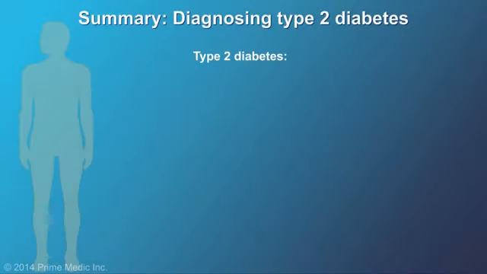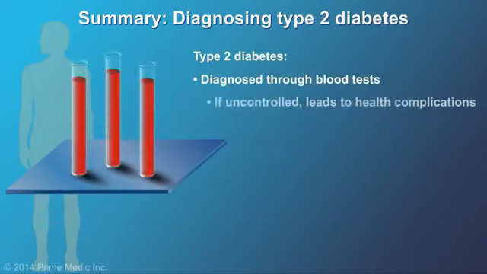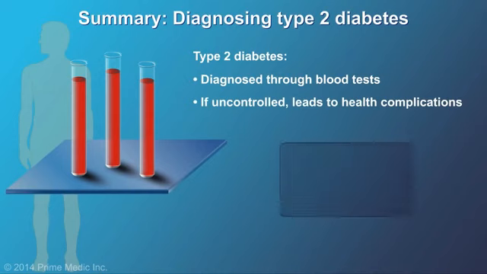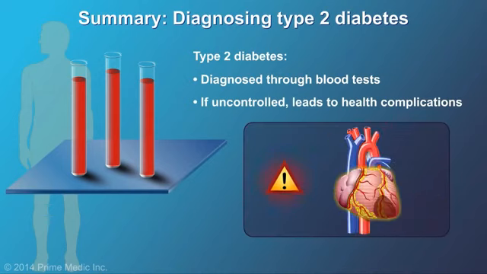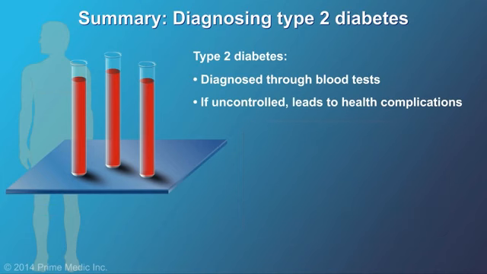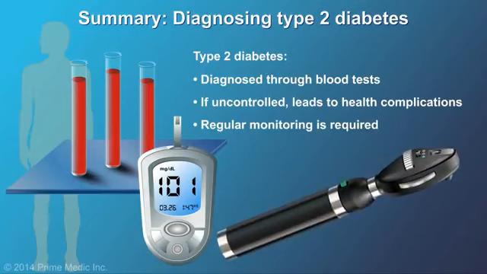In summary, type 2 diabetes is diagnosed through various blood tests. If not diagnosed early or if inadequately controlled, diabetes can lead to damage of important organs that impact health and quality of life. Regular monitoring of diabetes with your doctor can help prevent these complications or detect them at an early stage while they are still treatable.